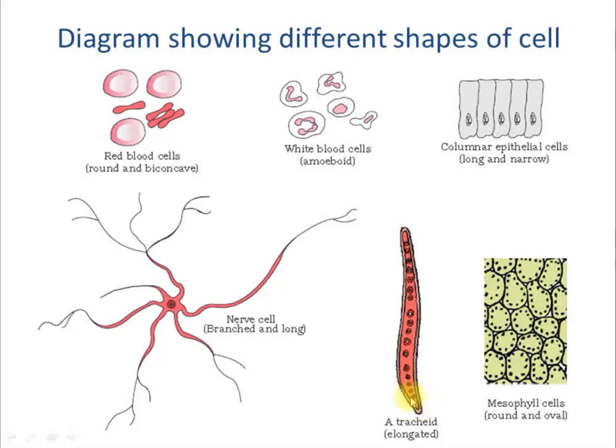This is not only important for transportation, but also remember that this rigid cell wall is important for its structural characteristic, right? It gives structural support to the plant.